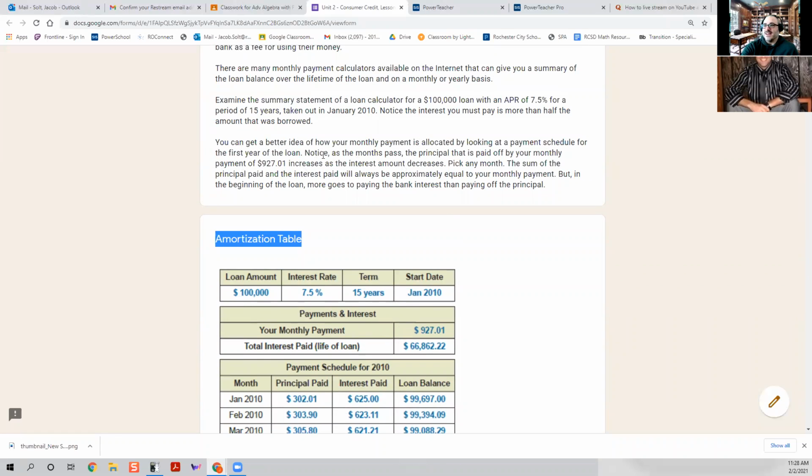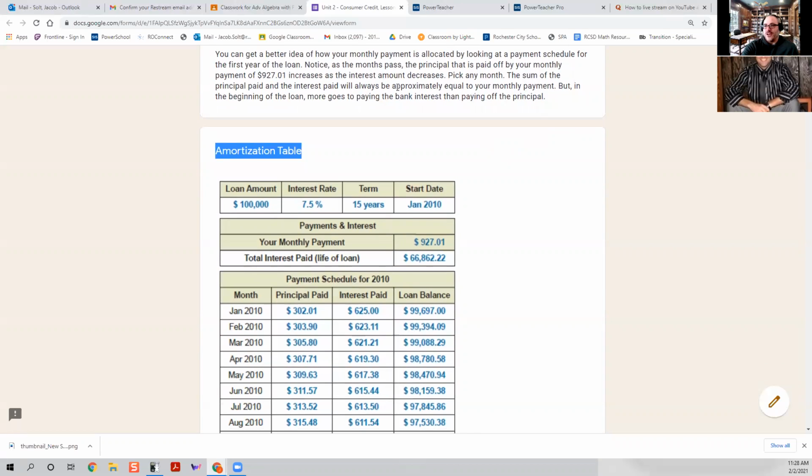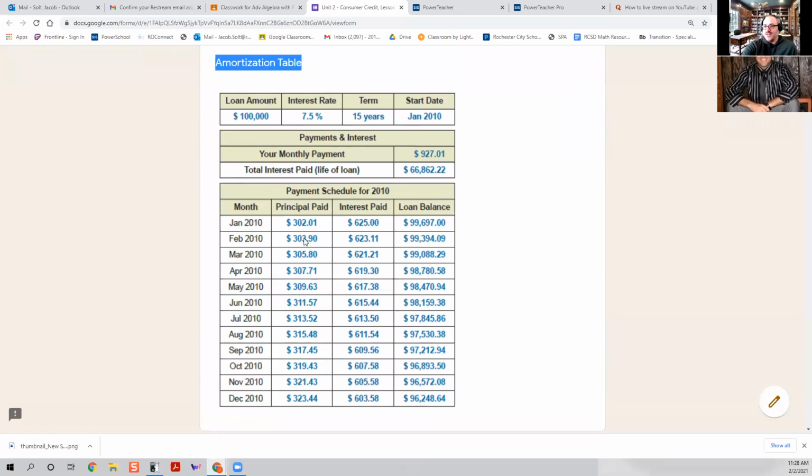We'll get a better idea of how our monthly payment is allocated by looking at the payment schedule for the first year of the loan. As the months pass, the principal that is paid off by our monthly payment of $927.01 increases as the interest amount decreases. So let's look at the course of a year here. In January, $300 goes towards the principal, decreasing how much we owe. $625 goes to the bank for interest. Go down to the very end of the year, in December.